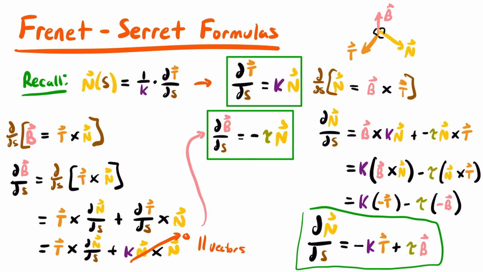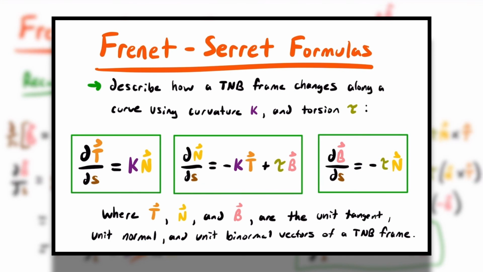All right, so to summarize, these are the Frenet-Serret formulas. Together, as I just said, they help us describe how a TNB frame changes along a curve using the curvature k and torsion tau, where t, n, and b are the unit tangent, unit normal, and unit binormal vectors of a TNB frame. And of course, all of those vectors are in terms of the arc length parameter s.